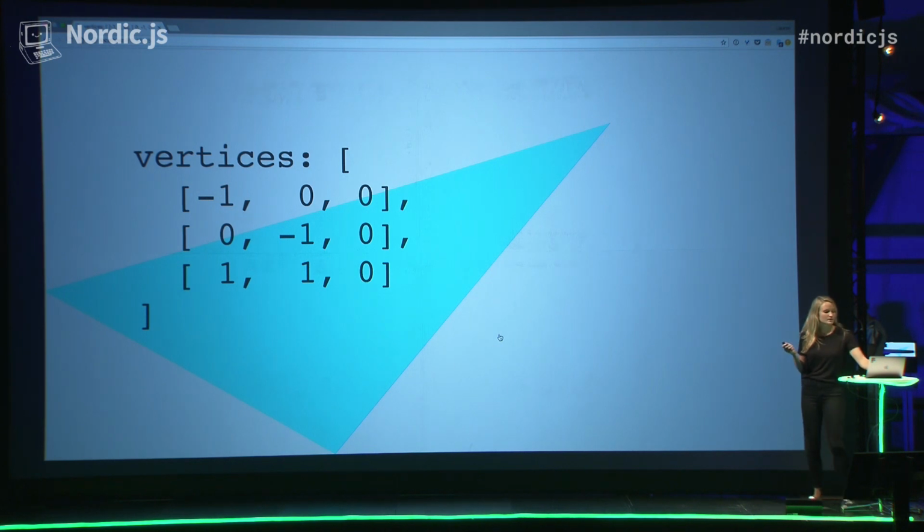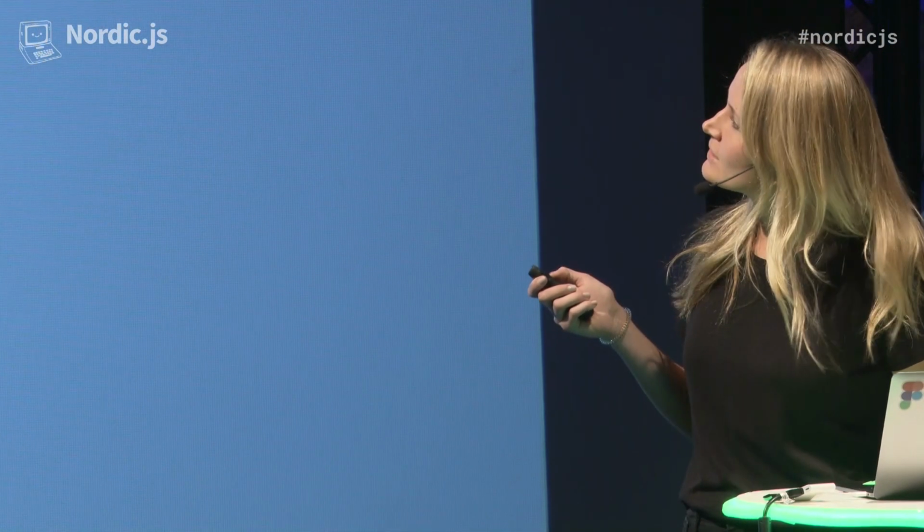Actually, one second. OK, the triangle lines up on the edge of our canvas. The WebGL canvas was before I plugged it into the computer.